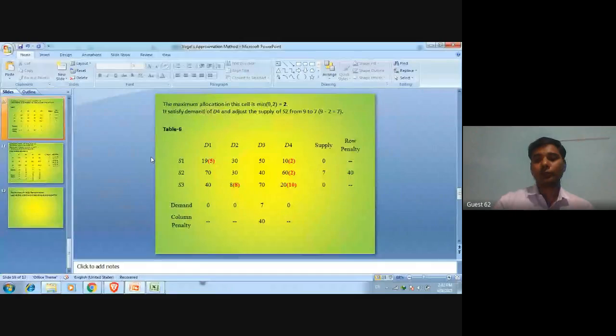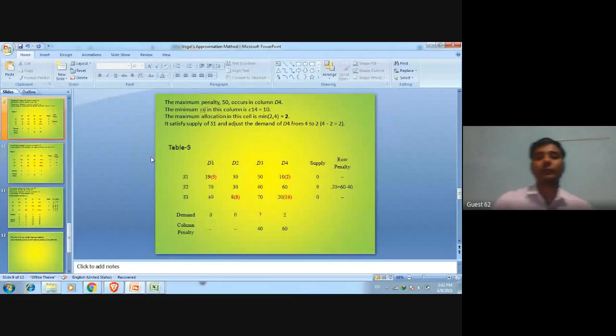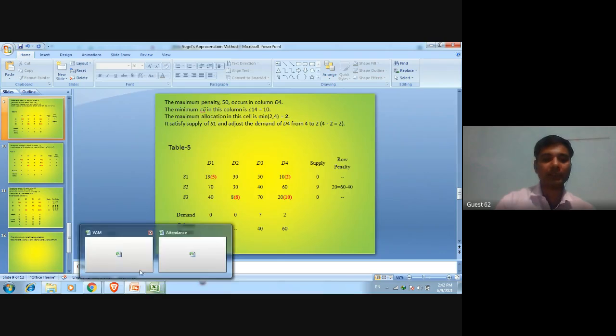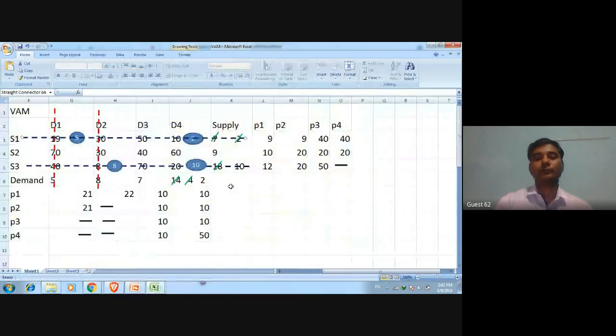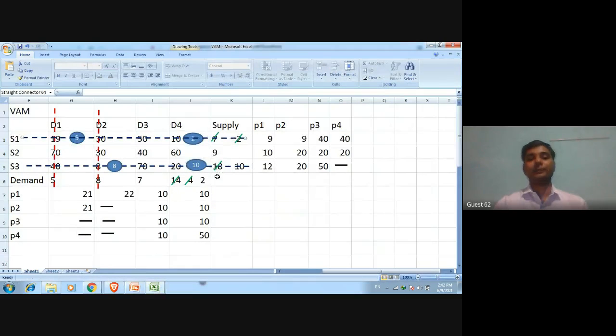Okay, so the maximum penalty, that was 50, occurs in column D4, and the minimum Cij in this column is C14, that is 10. The maximum allocation in this cell is minimum of 2, 4, that was 2. So we will allocate this. It satisfies supply of S1 and adjusts the demand of D4 from 4 to 2, that is 4 minus 2. That I have adjusted here.